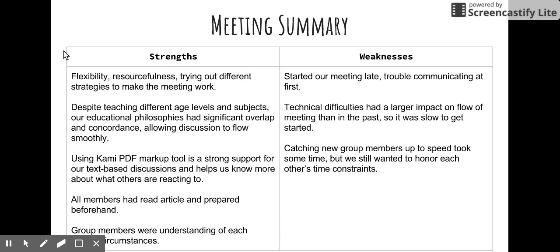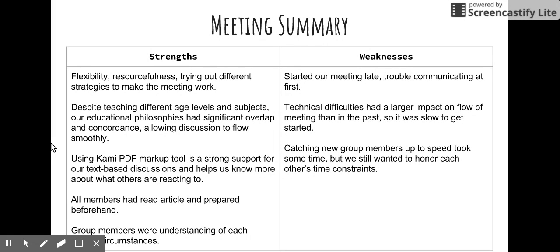Some of the strengths we saw for this meeting were that we were really flexible with each other and resourceful when we had all of our technology problems and with the addition of a new group member. So we were trying out different strategies, and despite having different backgrounds, teaching different age levels and subjects, our educational philosophies were very similar to each other. So we had a really open and natural discussion.